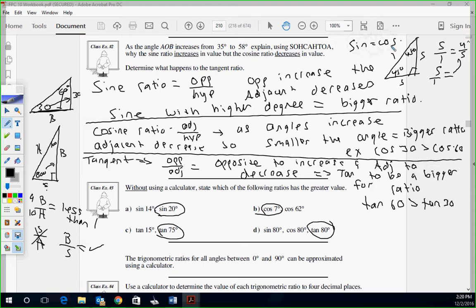Tangent is s over s, which is 1. So tangent would be the biggest there, because tangent is 1. Good. You guys are killing it.